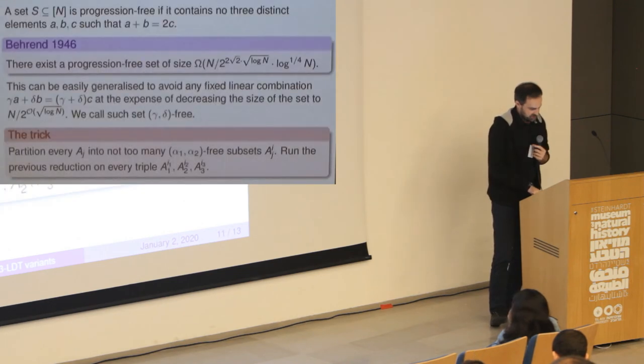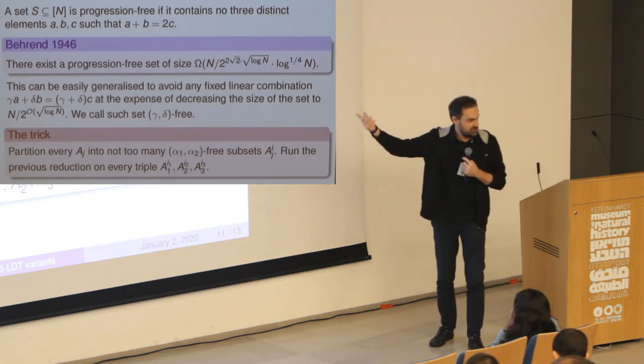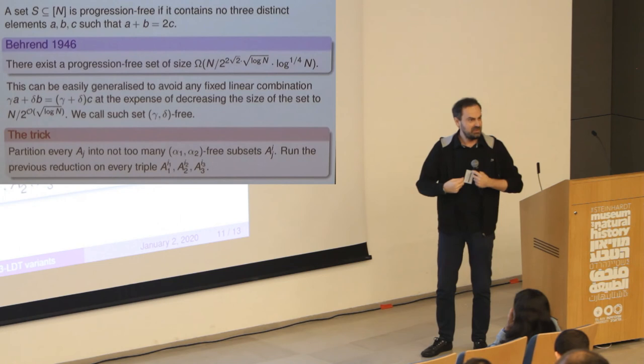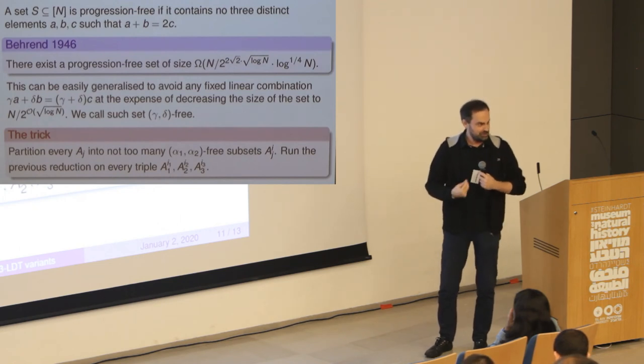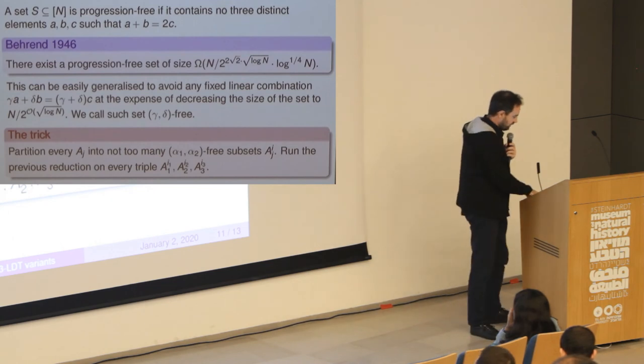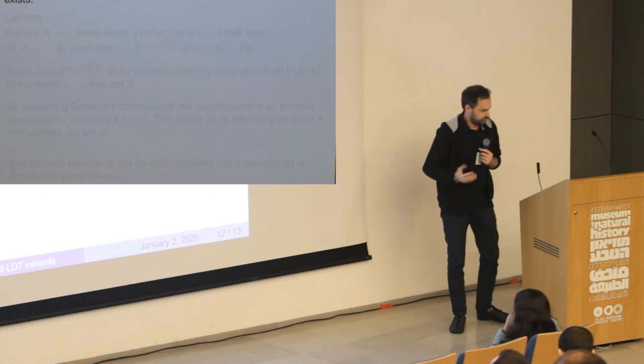Okay. But is it possible? By Behrend's construction, we know that there exists a dense subset that avoids this fixed linear combination. And now you give me an arbitrary set A, and I should partition it into a small number of sets that avoid this linear combination. So can I do that? It's not hard to see that such a partition does exist.